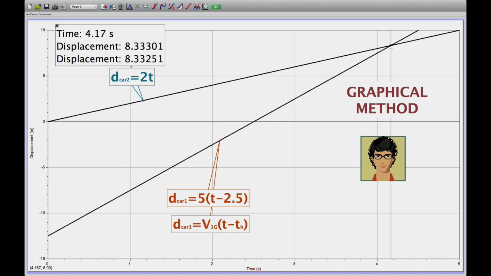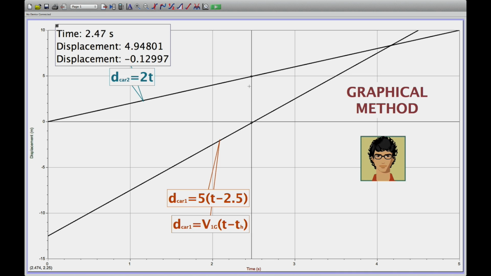The time is a little different, 4.17, 4.16, somewhere in there. Remember before we had 1.66 seconds? Okay, well, in this case over here, we have that plus the 2.5 second delay. So one way to think about it is this 2.5 seconds: how far will car 2 go in 2.5 seconds? It goes 5 meters. That's essentially its head start.